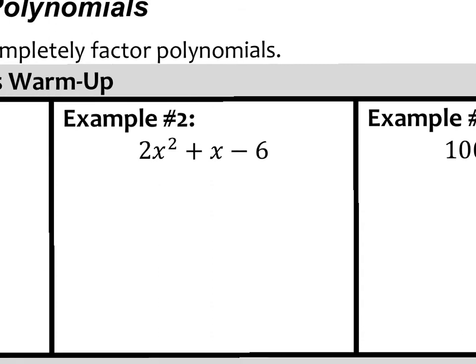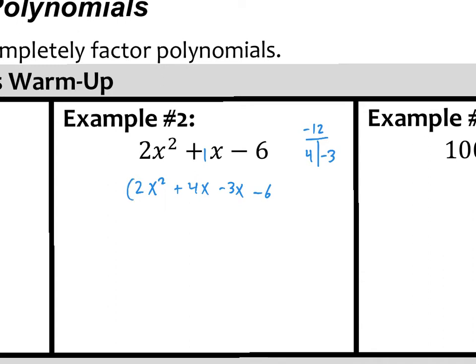We have a trinomial. A is greater than 1, so I'm going to start out with a times c. 2 times negative 6 is negative 12. I'm looking for two numbers that multiply to be negative 12 that add up to be positive 1, because that's 1x in the middle. And comes in my head right away, 4 and negative 3. So I'm going to rewrite that. 2x squared plus 4x minus 3x minus 6. So what we're doing here is we're splitting the middle.